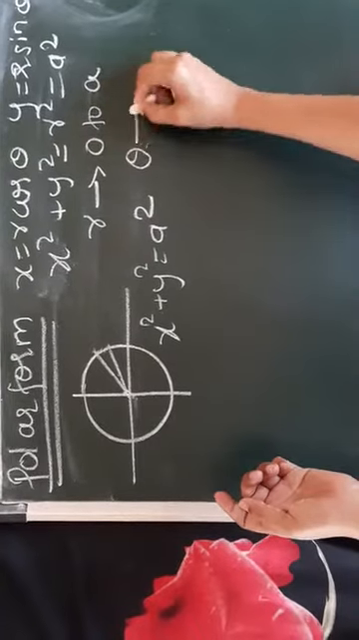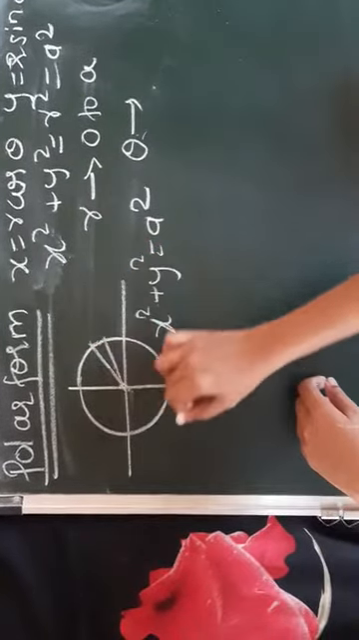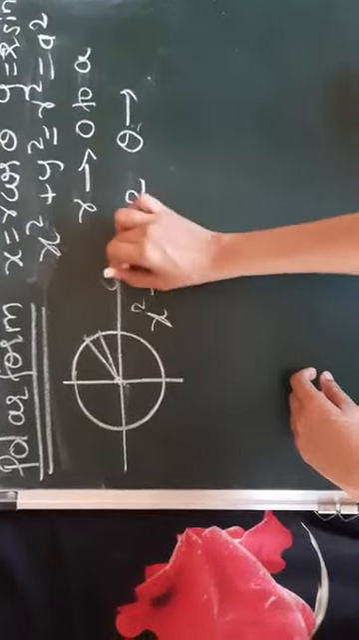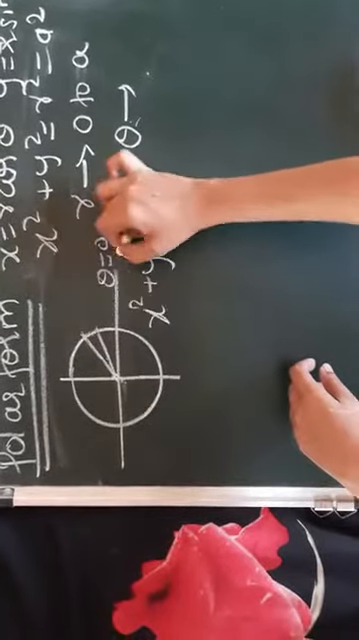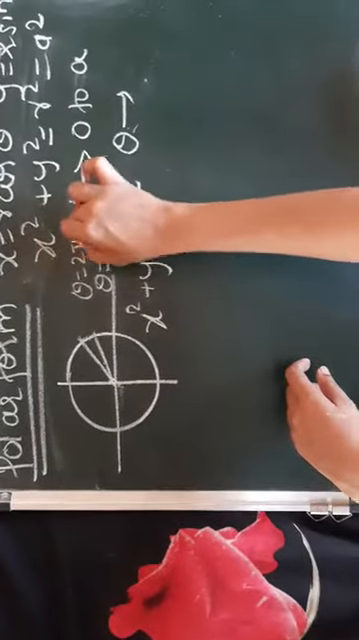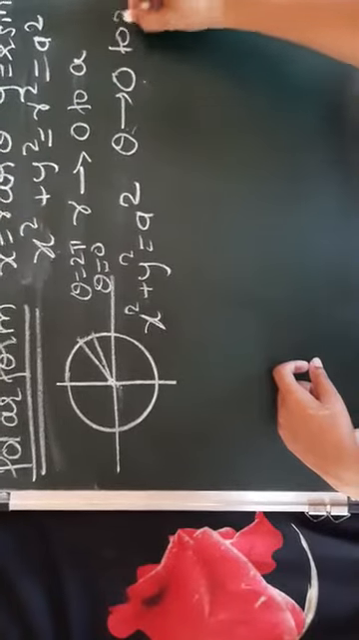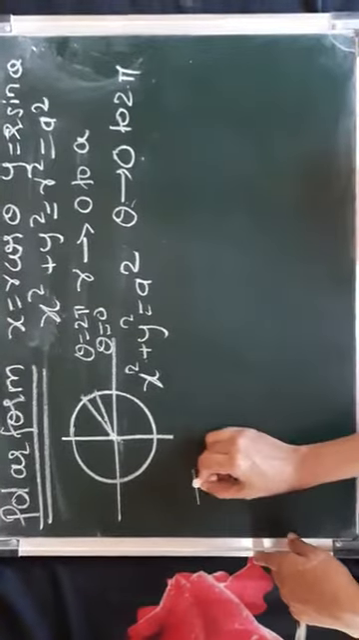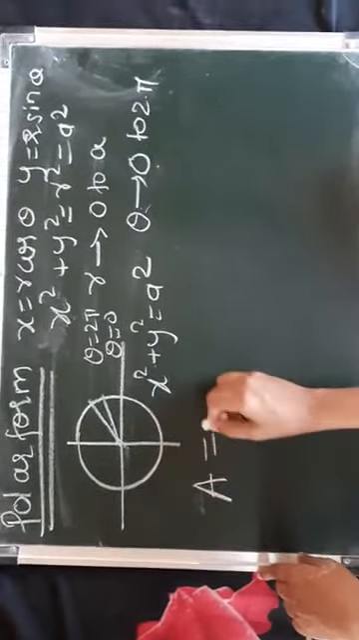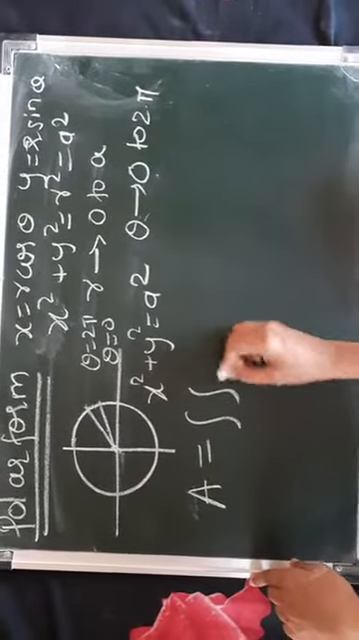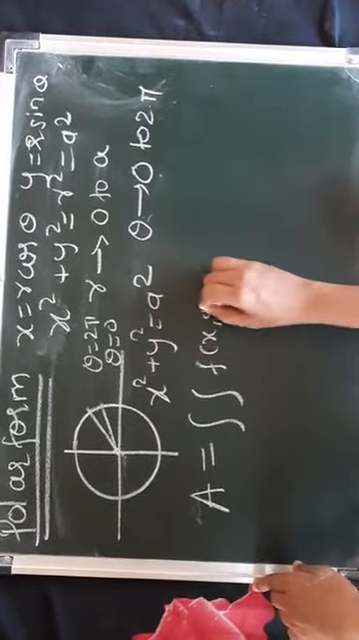Now the theta range. What is the range of theta? I want to find the area of the entire circle. So theta starts from 0 and I come back to the same point, theta is 2 pi. So the range of theta will be 0 to 2 pi. Now suppose the area that you have to find, A, was under the mass density function f of x comma y dx dy.